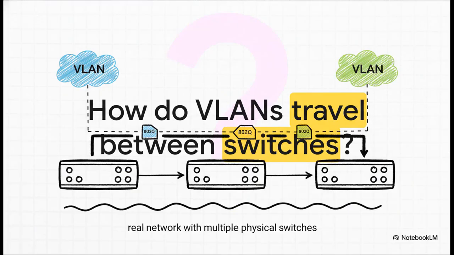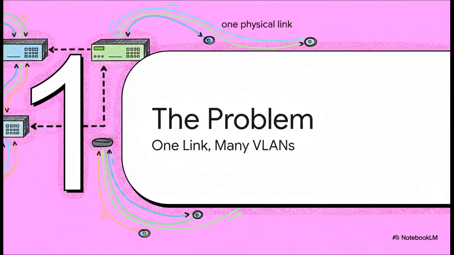So that's the big question, right? How do you get these VLANs, these separate little virtual networks, to actually stretch across your entire building, your whole campus even? That's the puzzle we're going to solve right now. Before we get to the solution, let's make sure we really nail down what the problem is here. And it's actually pretty simple when you think about it.